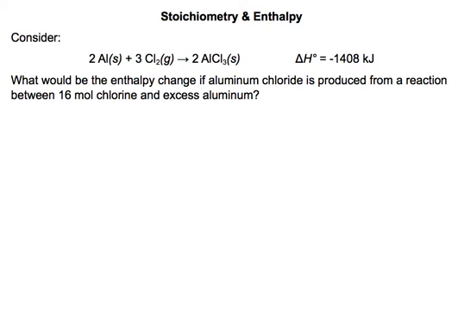You remember stoichiometry from last year and the fact that stoichiometry involves balanced chemical equations. So there's our equation: 2 moles of aluminum reacting with 3 moles of chlorine to produce 2 moles of aluminum chloride. And now we have our enthalpy term as part of that equation. That's why it's known as the thermochemical equation. And in this case, we know that the reaction is exothermic.